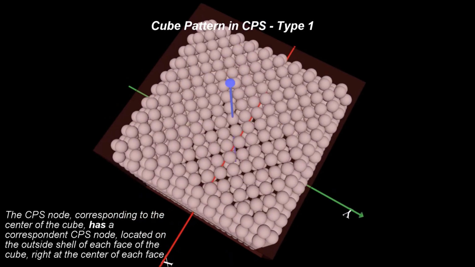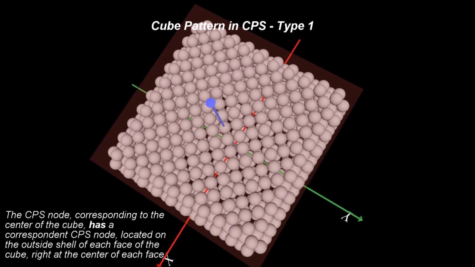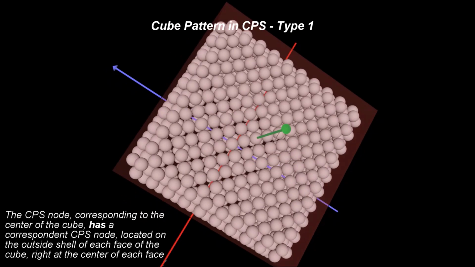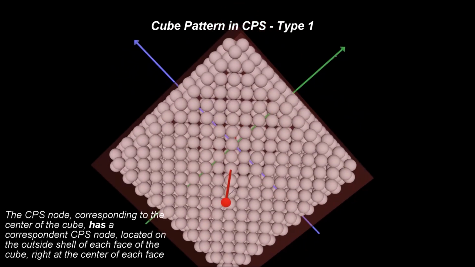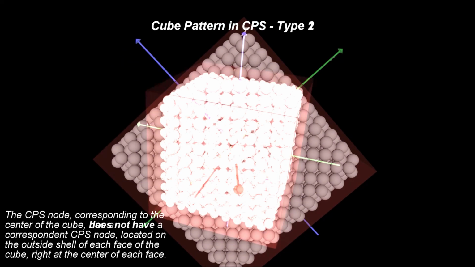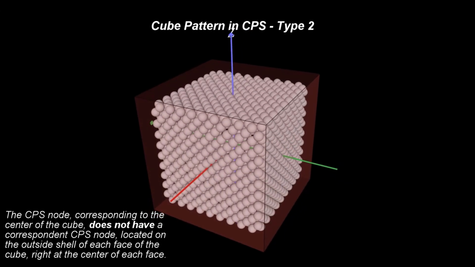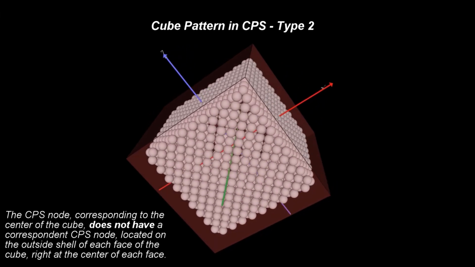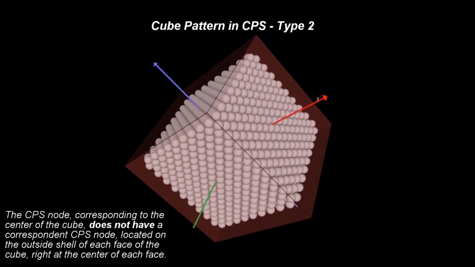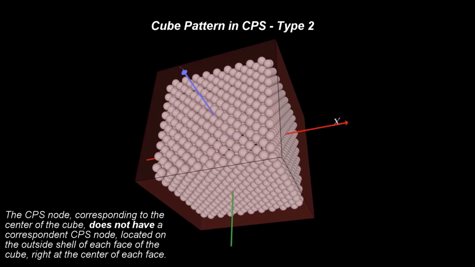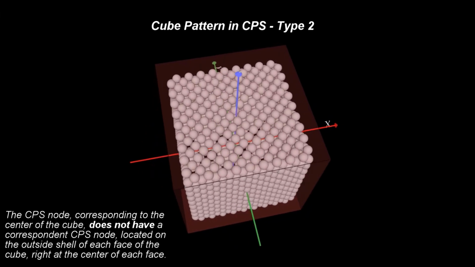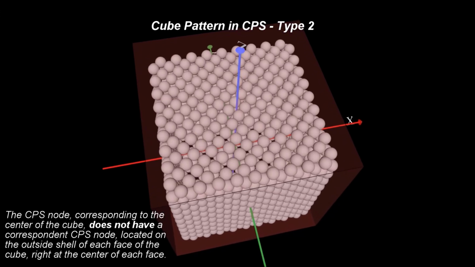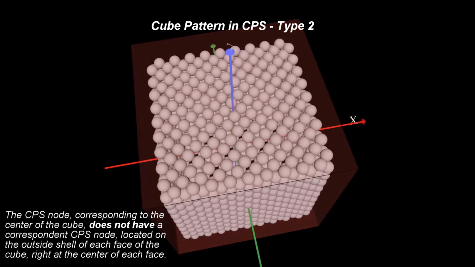We will leave the cube octahedron for now, and we will concentrate our attention on the cube pattern in CPS. Early in this series we have presented, in some details, the cube in CPS. Now we will only consider the shells, or the outside layer of the CPS points, forming a cube pattern. More exactly, we are interested in the intersection of the fascicle of lines, starting from the CPS node located at the center of the cube, with the faces of the cube.